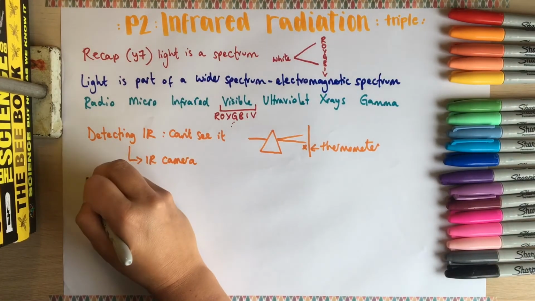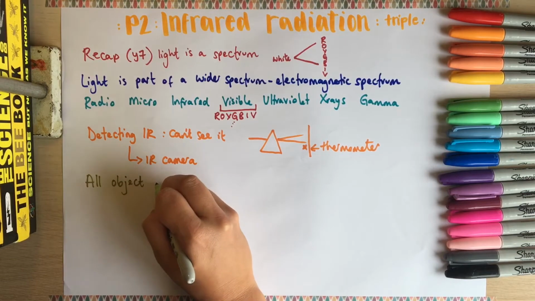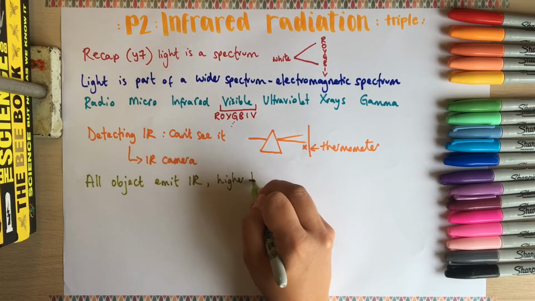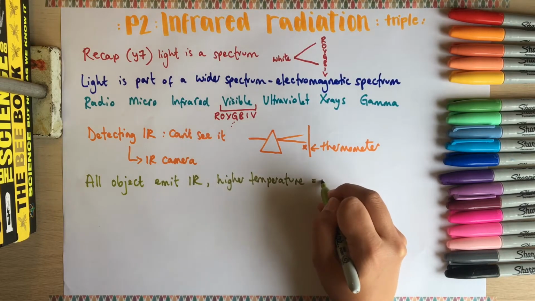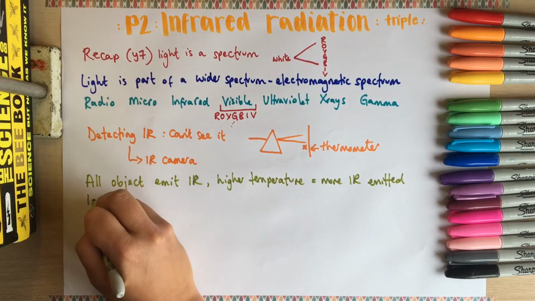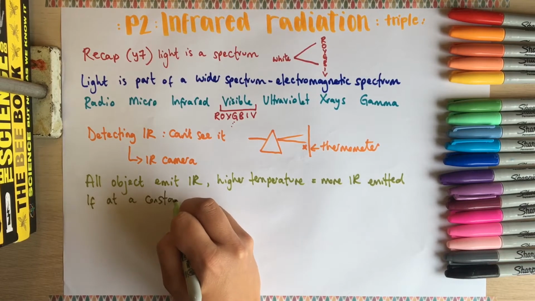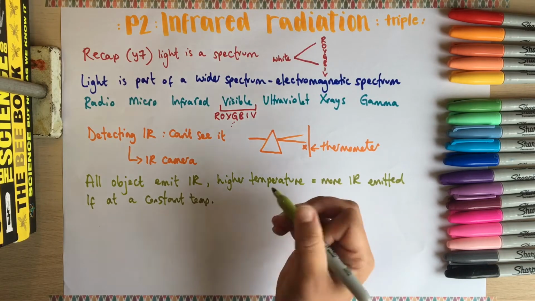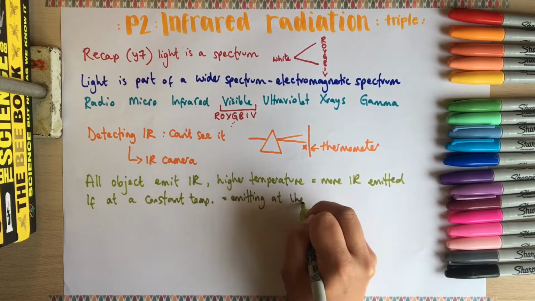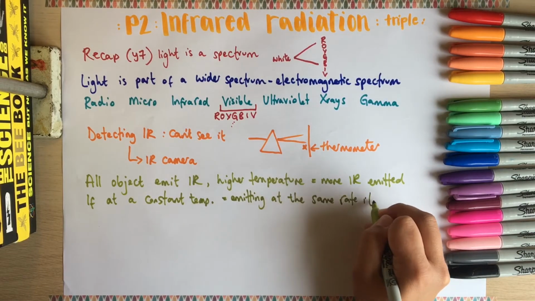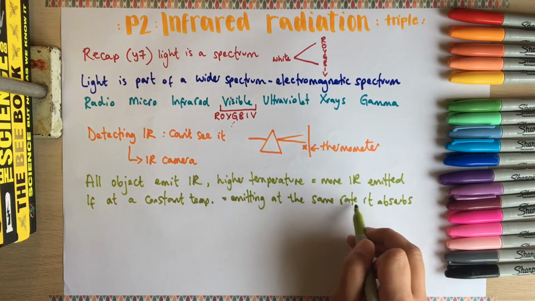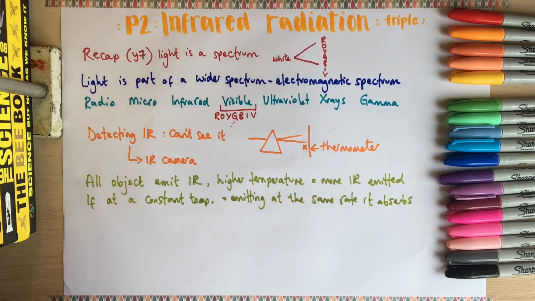So what else do we know? We need to know that all objects emit infrared radiation. But the higher the temperature means that there is more infrared emitted. So emitted just means given out. If it is a constant temperature, then what that means is it is emitting at the same rate it absorbs. Okay, so emitting is to give out. Rate just means it'll be the same amount in a certain time, over a period of time.